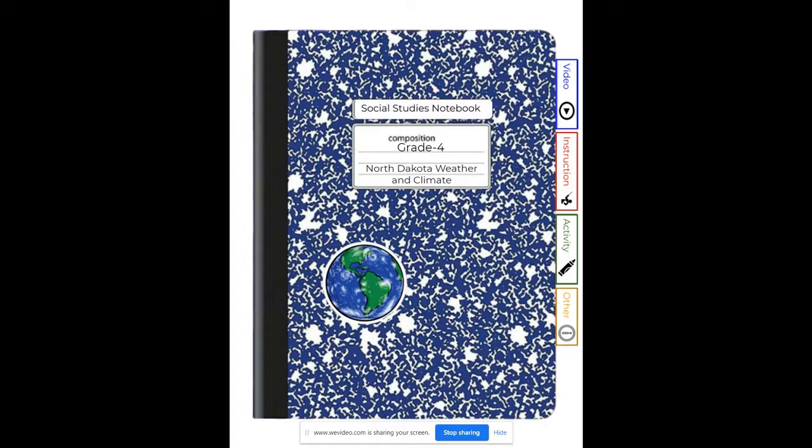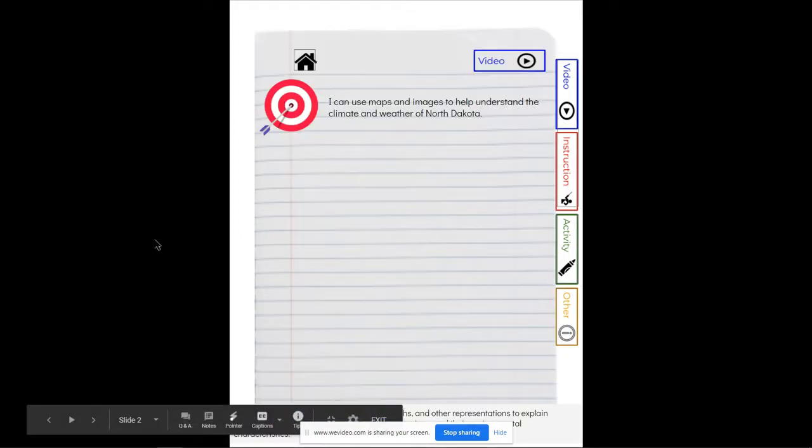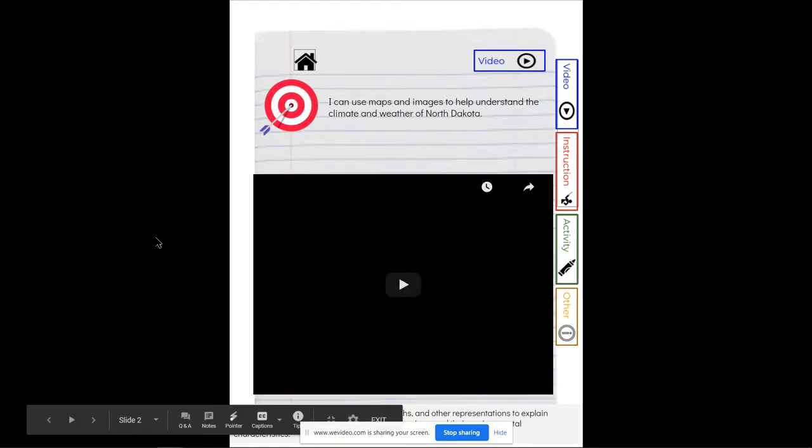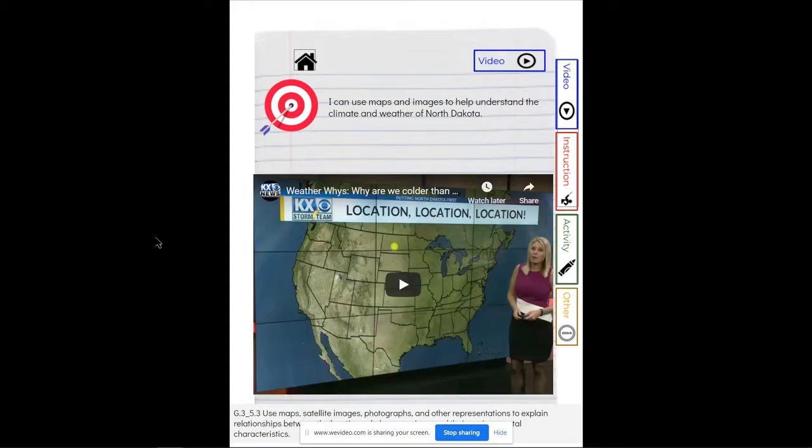Today we are talking North Dakota weather and climate. Your goal today is you can use maps and images to help understand the climate and the weather of North Dakota. There's a great background video right here of why North Dakota has the weather and the climate that it does.